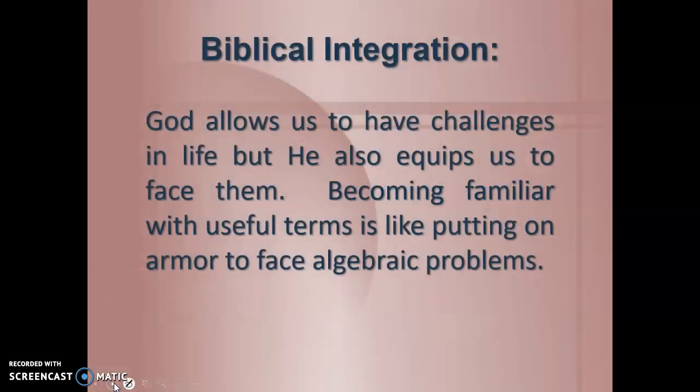Our biblical integration is this. God allows us to have challenges in life, but He also equips us to face them. Becoming familiar with useful terms is like putting on armor to face algebraic problems. You can't go into a problem only knowing half of the information. So we're going to make sure you know the basic and necessary vocabulary and terminology to figure out these problems.